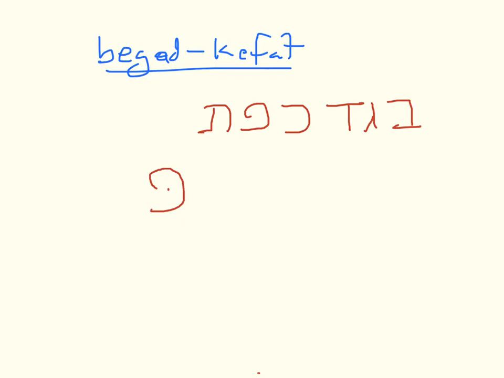So how does one know the difference? Well, if the Begadkephat letter with a dagesh is preceded by a vowel, that means it's a dagesh forte. If it's preceded by a consonant, then it's a dagesh lene.